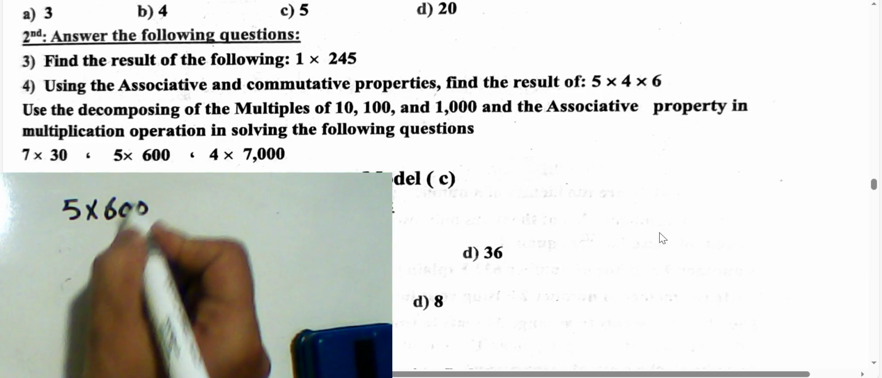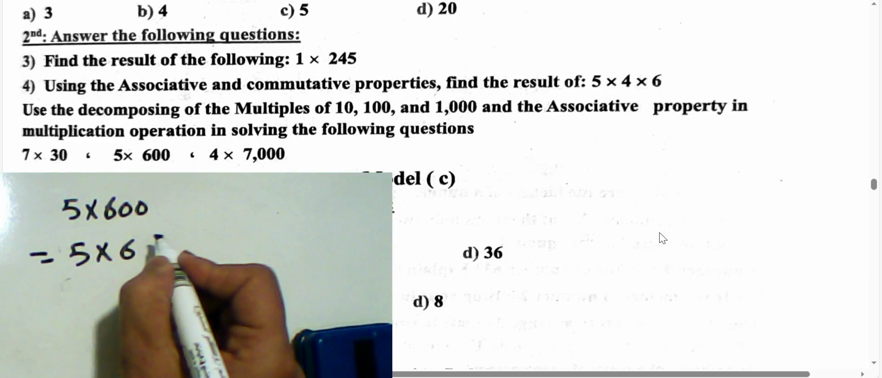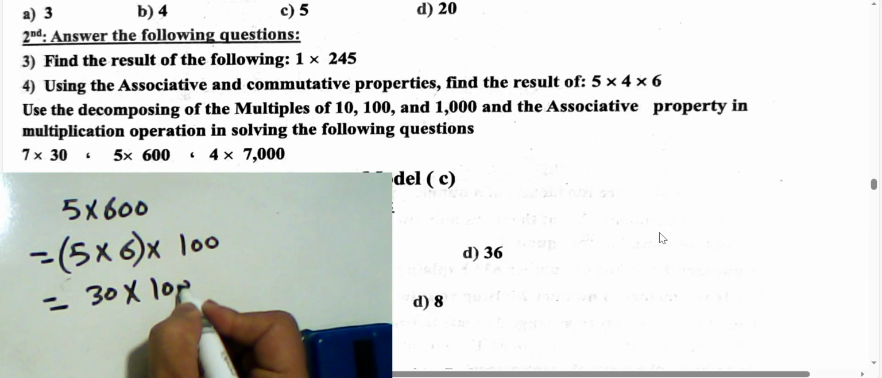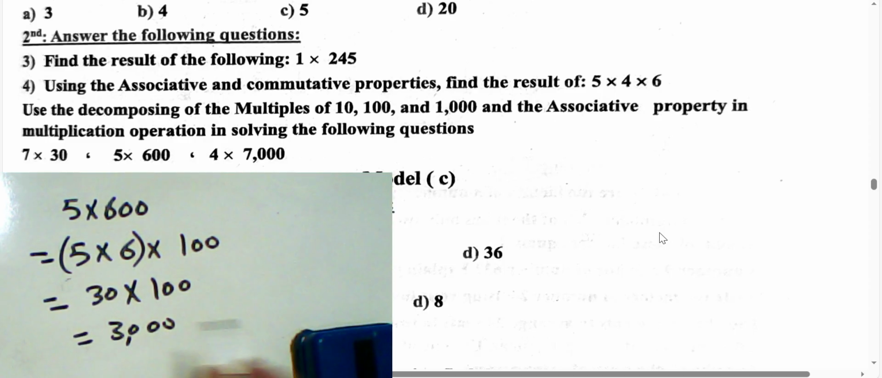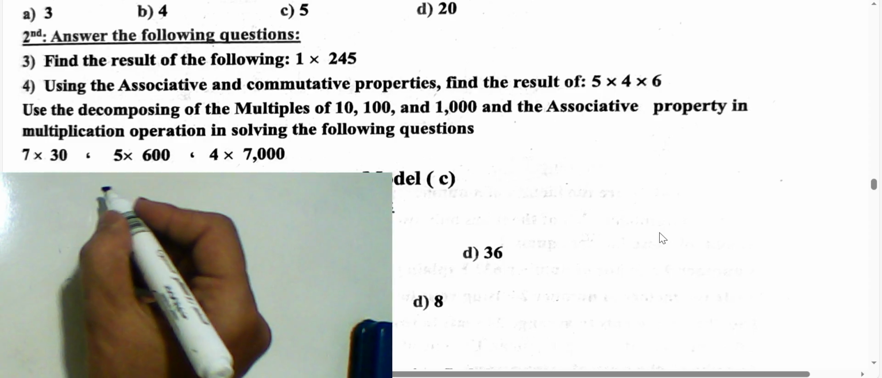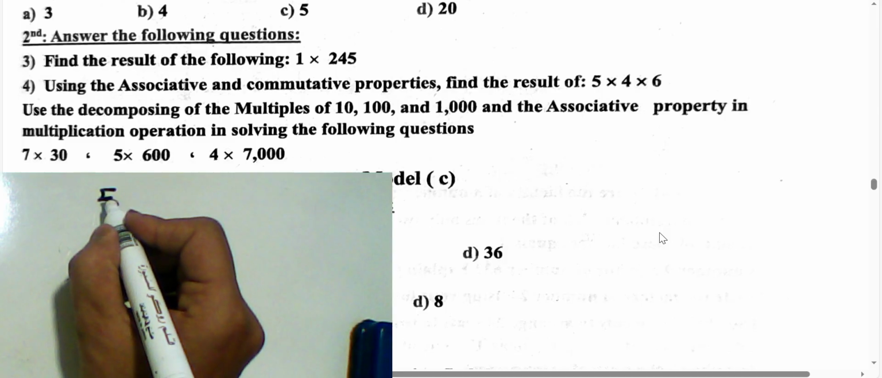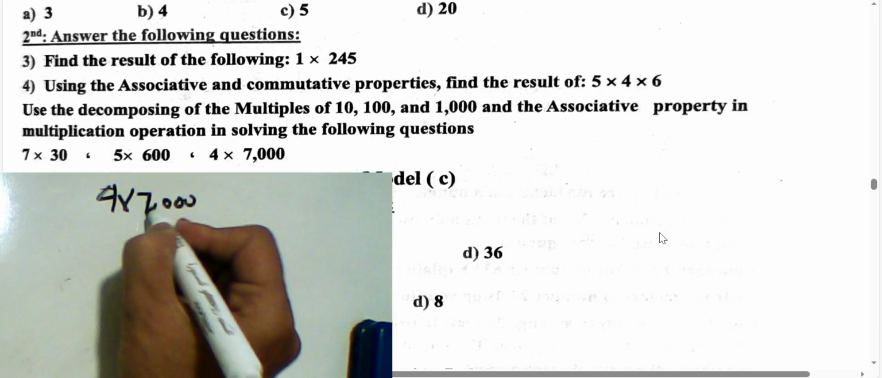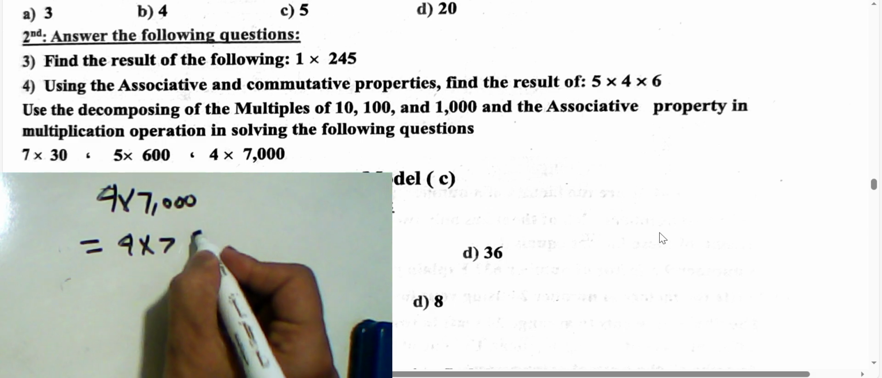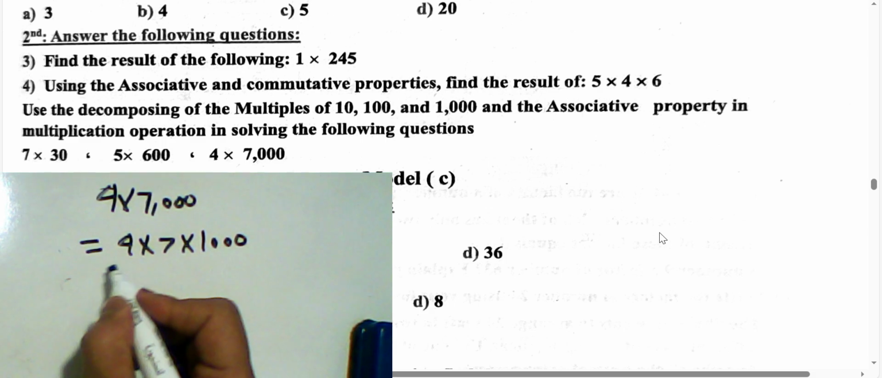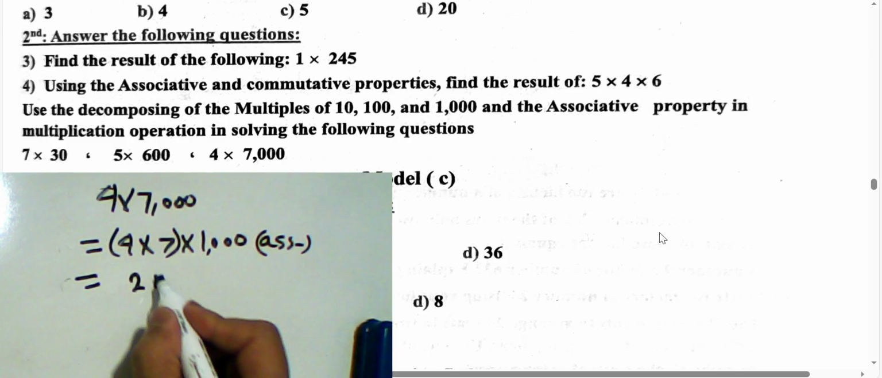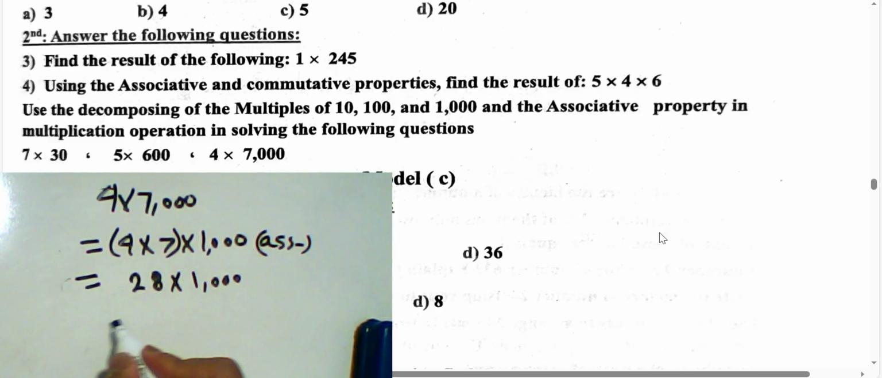5 product by 600. Write 5 times 6 times 100 and then put brackets. 5 times 6 is 30. 30 times 100: write 30 and double 0, then the result will be 3000. Okay, question 5 is now finished. Now question 4. 4 times 7000. Write 4 product by 7 times 1000. And then using here associative property. 4 times 7 is 28. 28 times 1000 will be 28,000.